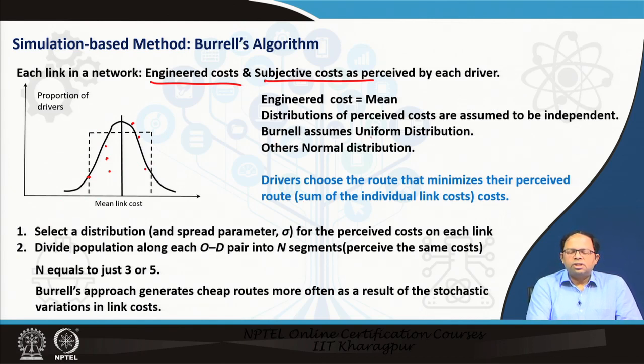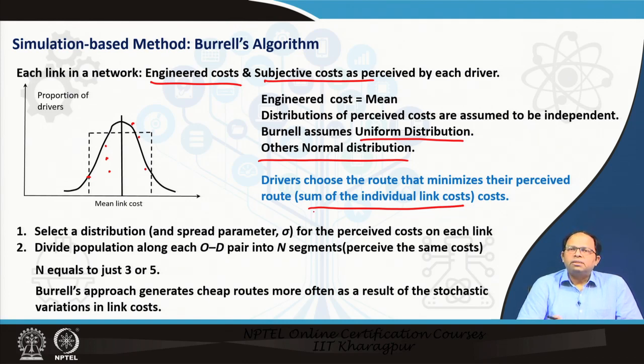Burrell assumes a uniform distribution, whereas some others have assumed a normal distribution. This distribution is basically the distribution of the observations of the different perceptions of each individual regarding different link costs. So, drivers choose the route that minimizes their perceived route cost, which is the sum of individual link costs, and that basically means that drivers will choose the route that minimizes their perceived route cost.